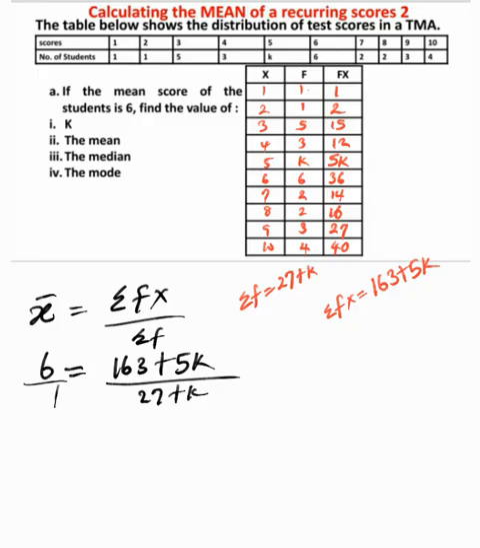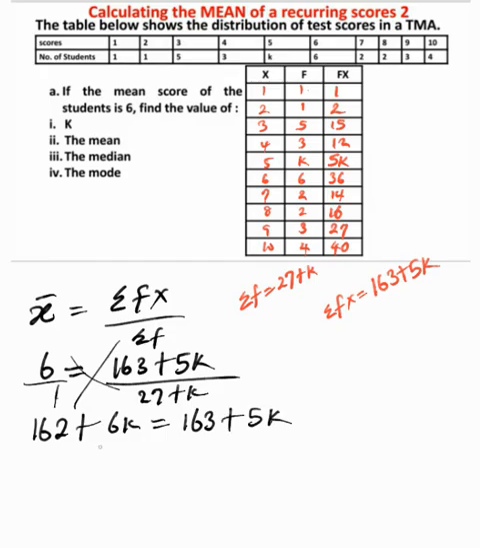Mathematically, we cross multiply now. Cross multiply. Doing this, we're going to have 6 times 27, which should be equal to 162, plus 6 times k, we're going to have 6k. This will be equal to 1 times 163, 163. Then 1 times 5k, we're going to have 5k.